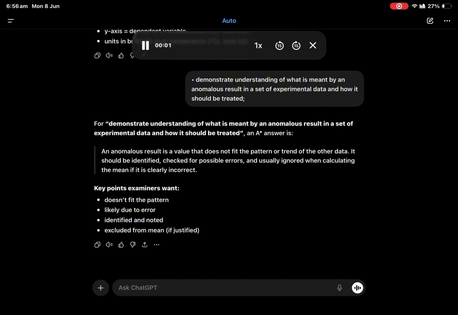For "demonstrate understanding of what is meant by an anomalous result in a set of experimental data and how it should be treated", an A-star answer is: "An anomalous result is a value that does not fit the pattern or trend of the other data. It should be identified, checked for possible errors, and usually ignored when calculating the mean if it is clearly incorrect." Key points examiners want: doesn't fit the pattern, likely due to error, identified and noted, excluded from the mean if justified.